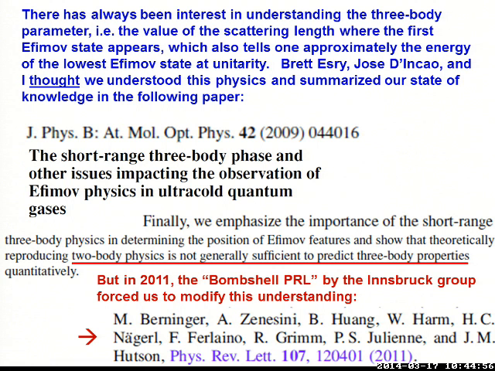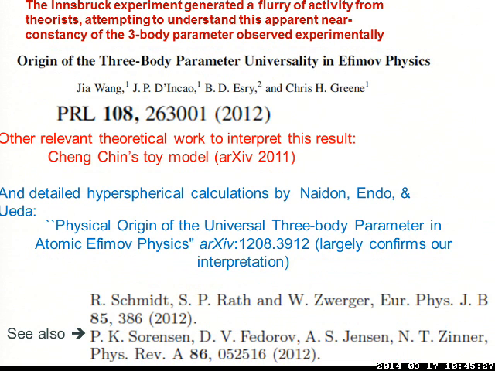But what I have started calling the bombshell PRL by the experimental group forced us to completely rethink this conclusion. And basically, at least for a class of potentials, a class of two-body interactions, this is now known that you can at least approximately predict where the first Efimov resonance should be. You can approximately predict the three-body parameter just knowing the two-body physics. So let's discuss that a bit.